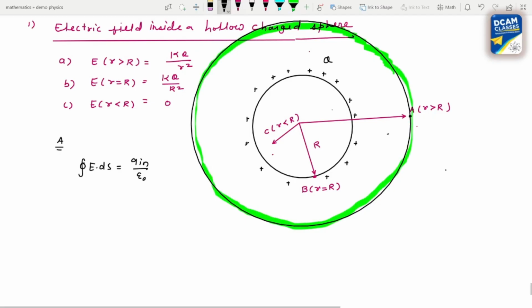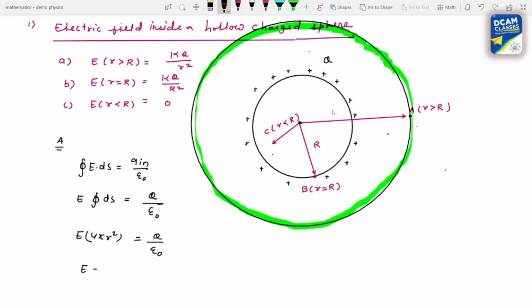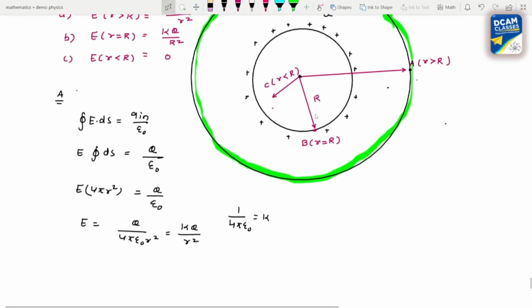E is always constant on this surface because at every point the electric field will be the same, as it is at the same distance from the center. So we will take the electric field outside, so it will be the surface integral of ds. And what is the charge inside this Gaussian surface? It will be capital Q by epsilon naught. The surface integral of ds is the surface area of this Gaussian surface, so it will be E into 4 pi small r square equal to Q by epsilon naught. So E will be equal to Q by 4 pi epsilon naught small r square. He told it as K because we represent 1 by 4 pi epsilon naught as K. So it becomes KQ by small r square. Understood this one?